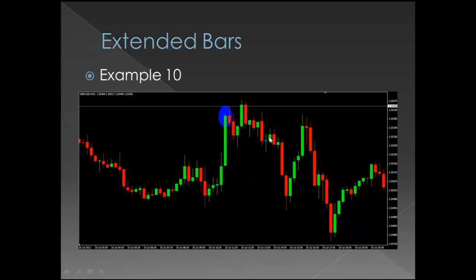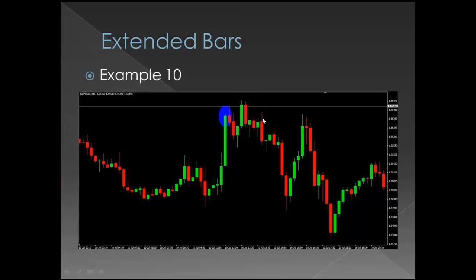And once we start moving away from that, I'd probably put my neckline right around in here. So once that broke, I'd be looking to go short, put my stop over here, and then watch it fall off. Okay, and I place my targets accordingly.